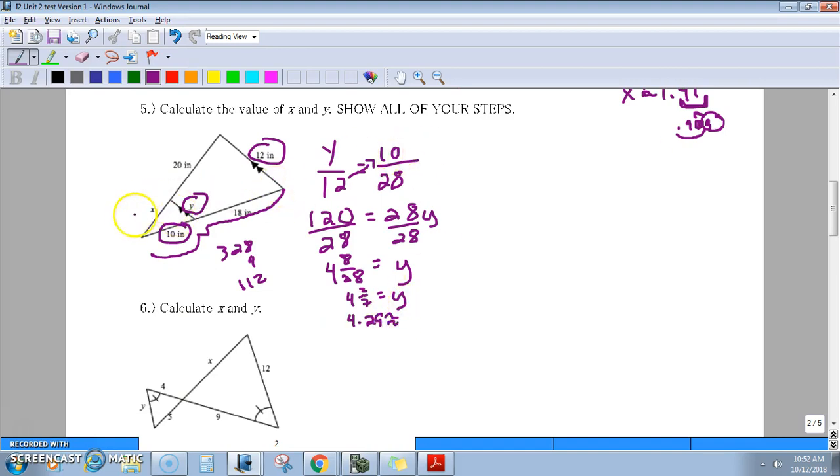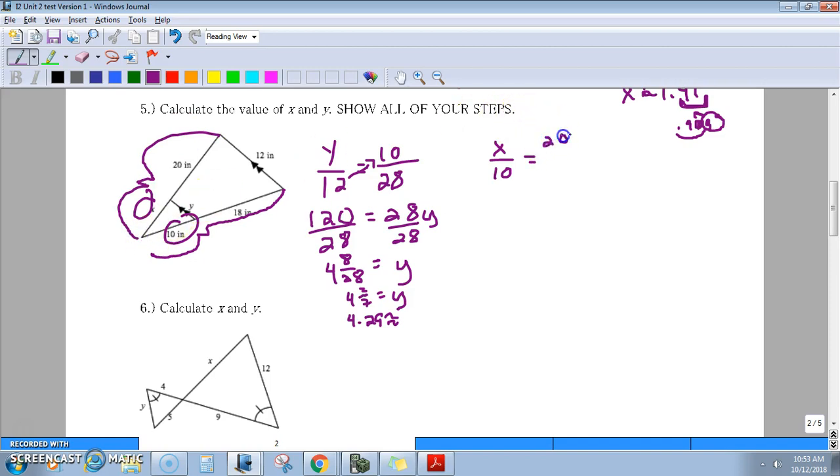Okay, let's look at the x. I know this one's a little bit trickier. Well, oh well, maybe not. You can always use the same side of the triangle. So look at this. We can say x over 10, right? That's both on the small triangle, is equal to, and then it has to be 20 plus x, that's the big triangle, 20 plus x over 28 was the big side, the other big side, right? Okay.